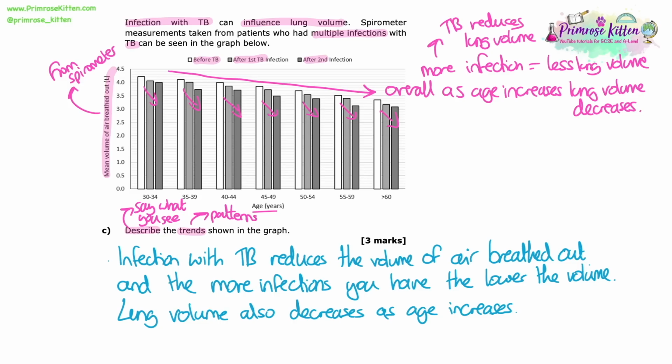Infection with TB reduces the volume of air breathed out, and the more infections you have, the lower the volume. Lung volume also decreases as age increases. This is just a way of writing those three points that we mentioned, but in a way where we're talking about patterns. So as this changes in this way is a good way of writing out patterns in data that you see from graphs.